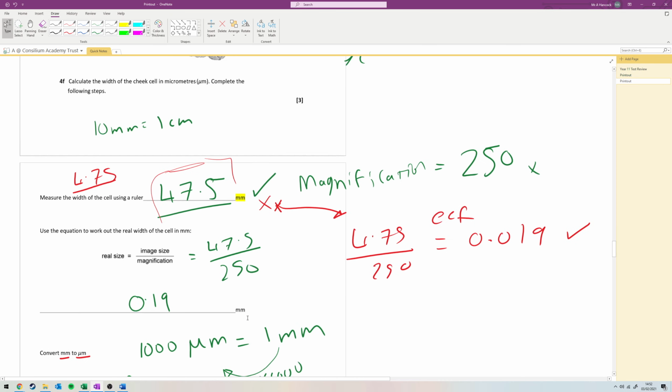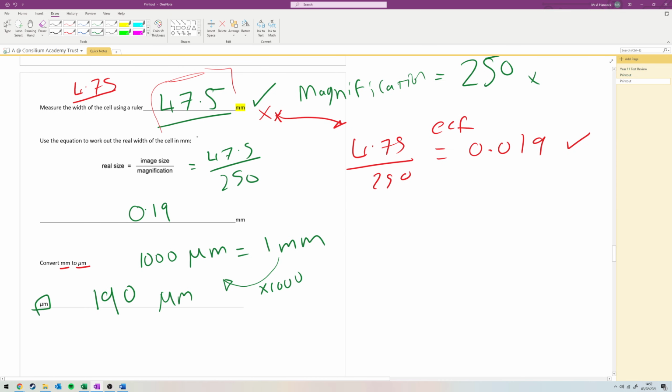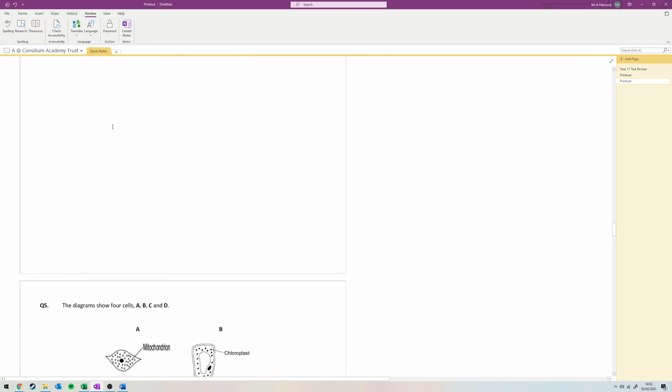Now this is the 3 mark. You get 1 mark. This is 1 mark. This is 1 mark. And this is 1 mark. So that's how you mark that one. Okay, let's go down.